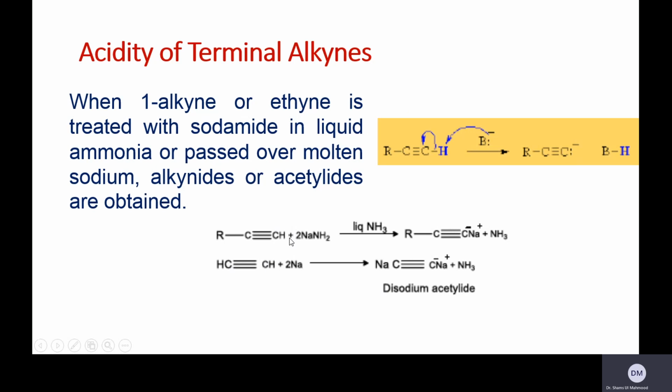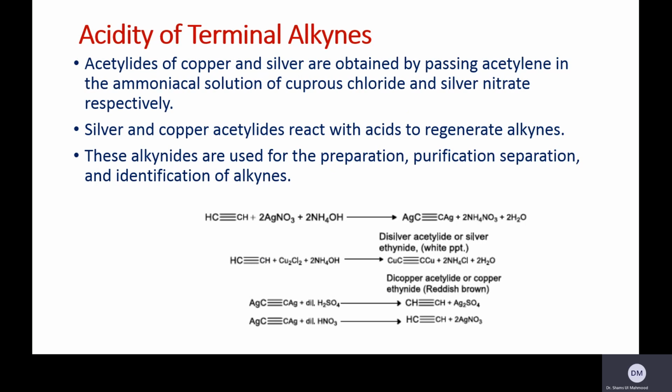So this acidic hydrogen is very important to differentiate between terminal alkyne and internal alkyne. And for that purpose, we use some tests. For example, in the first test, we add ammoniacal silver nitrate solution. So by adding ammoniacal silver nitrate solution, these two hydrogens are replaced with silver. So it forms disilver acetylide, which is a white precipitate.